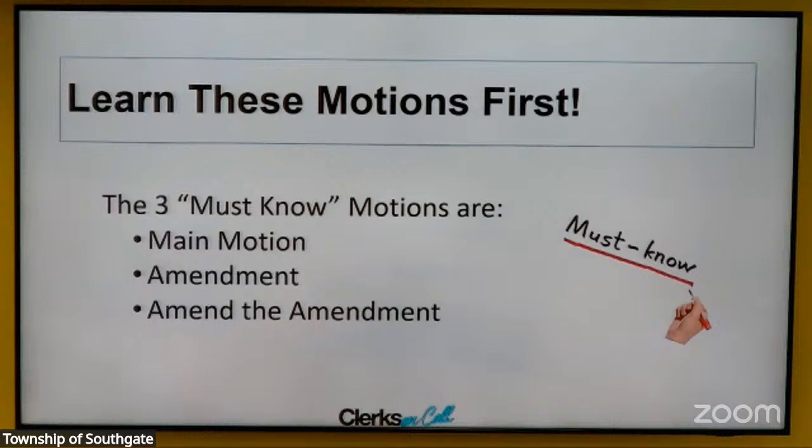However, Michelle and I really do believe that understanding when and how to use each type of motion is critical to council success. So let's begin with what we think are the 3 must-know motions. We consider these to be the most important for council members to learn, as they're the ones that are used most in any of the meetings that we've been involved with. They are, as on the slide, main motion, amendment, and amend the amendment.